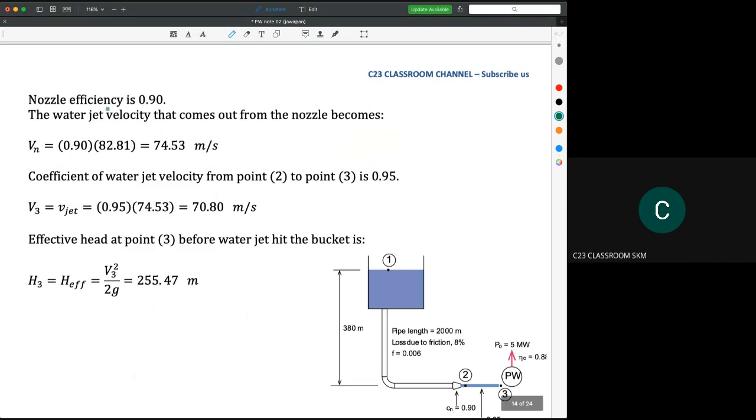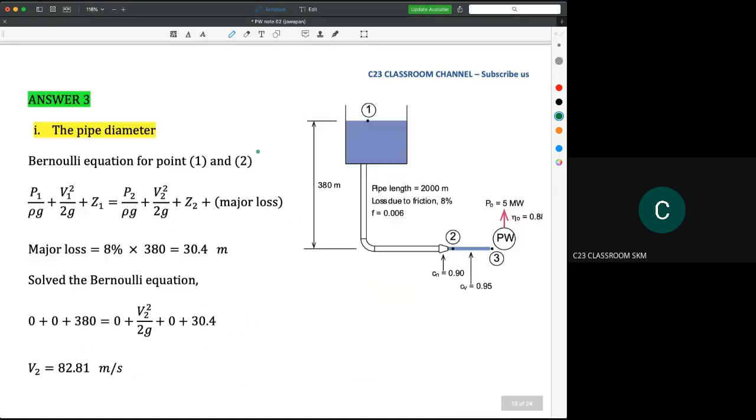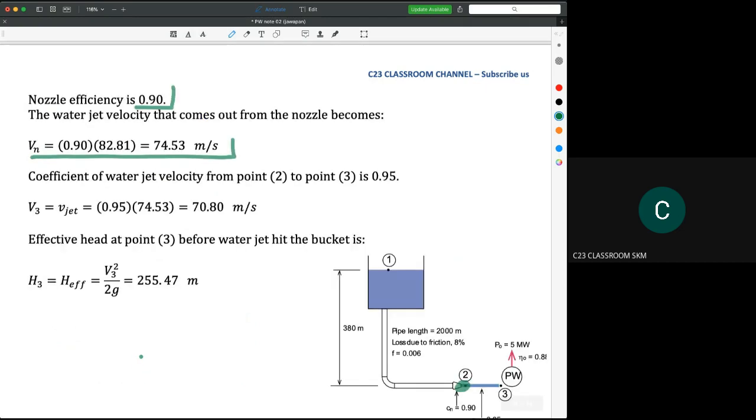We know that the nozzle efficiency is 0.9, meaning the minor loss at the nozzle is reflected by 0.9. So we need to multiply it with the velocity. 0.9 of 82.81 is 74.53 meters per second. So when the flow goes through a nozzle, the velocity will reduce a little bit, from 82.81 meters per second to 74.53 meters per second.